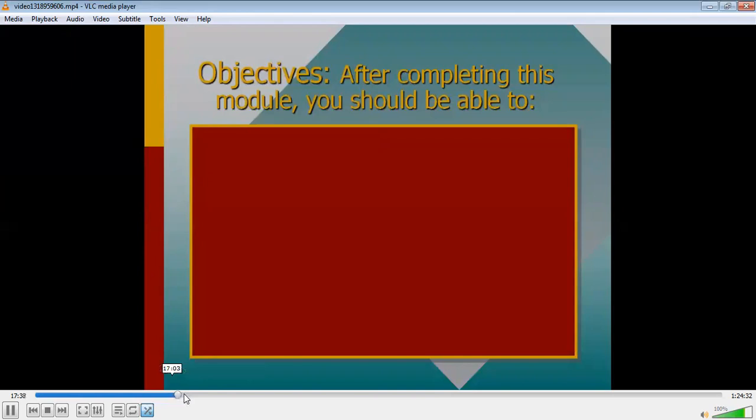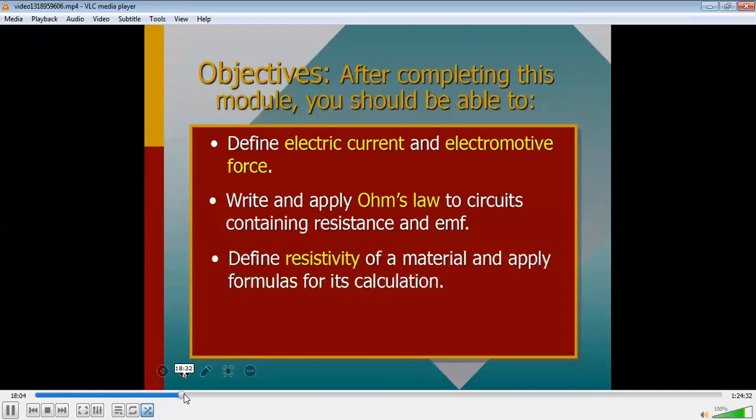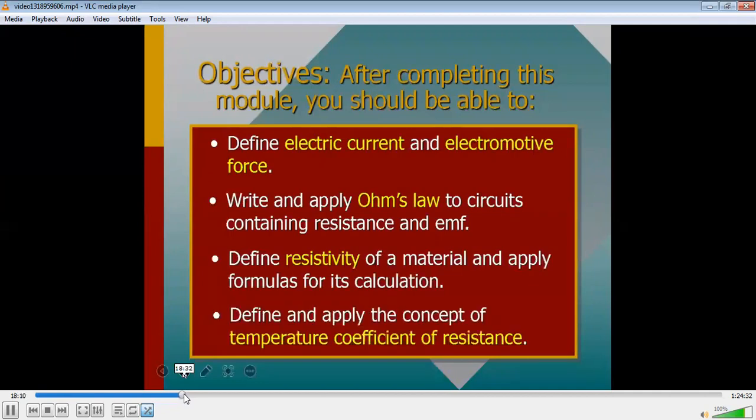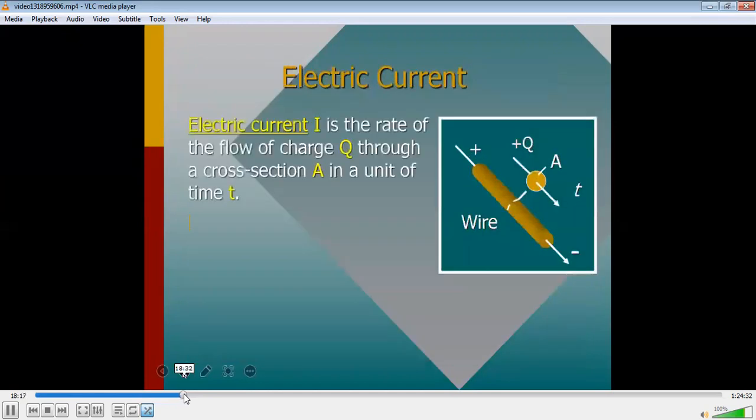We have to first of all define electric current and electromotive force, right? And then apply Ohm's law, which is a very important law here, to circuits containing resistance and EMF. Define the resistivity of a material and apply formulas for its calculation. So first of all, what is electric current?